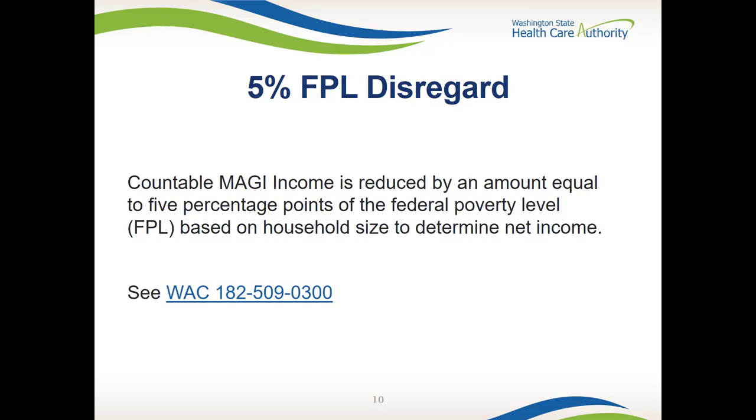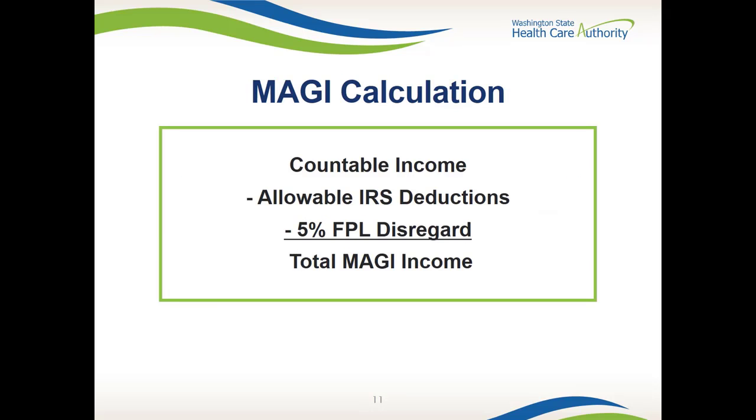Countable MAGI income is reduced by an amount equal to 5 percentage points of the federal poverty level, FPL, based on household size to determine net income. Here is the MAGI calculation. Total MAGI income is countable income minus allowable IRS deductions minus the 5% FPL disregard.